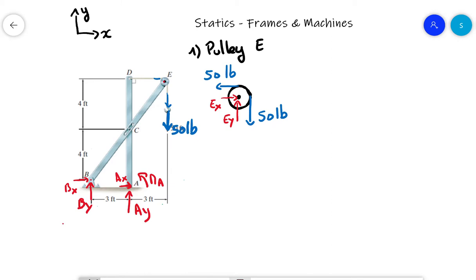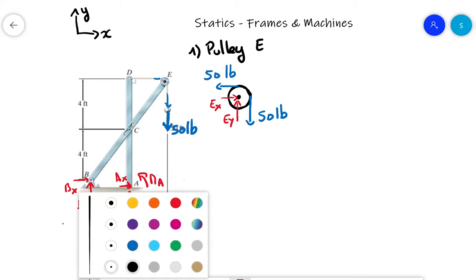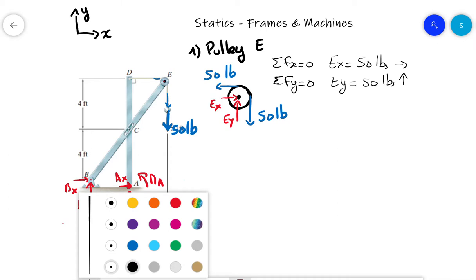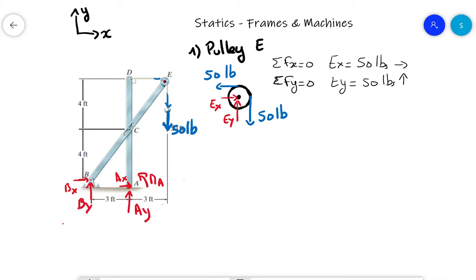If we solve the equation on X, sum of the forces on X equal to 0, we can say right away that Ex is equal to 50 pounds to the right. And if we do sum of the forces on Y equal to 0, we find that Ey is equal to 50 pounds up. So that's what we learned with our first free body diagram.